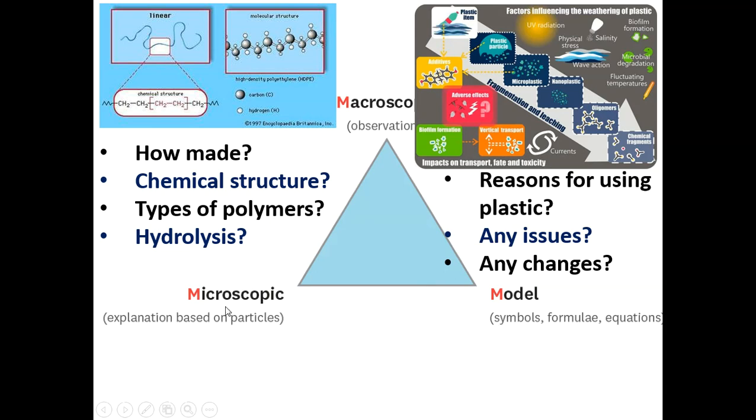Then the microscopic. So this is what's happening at the particle level. So how do we make plastics? The types of polymers, the condensation polymers and the addition polymers. Is there any difference? What is the chemical structure? And so on. How do they break down? So is it sunlight, hydrolysis? How can we make them break down, or how do they break down and therefore form the microplastics?